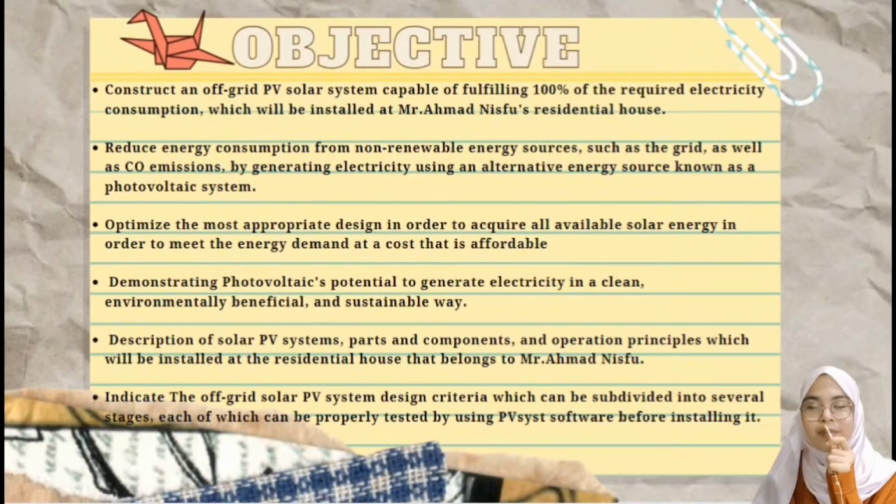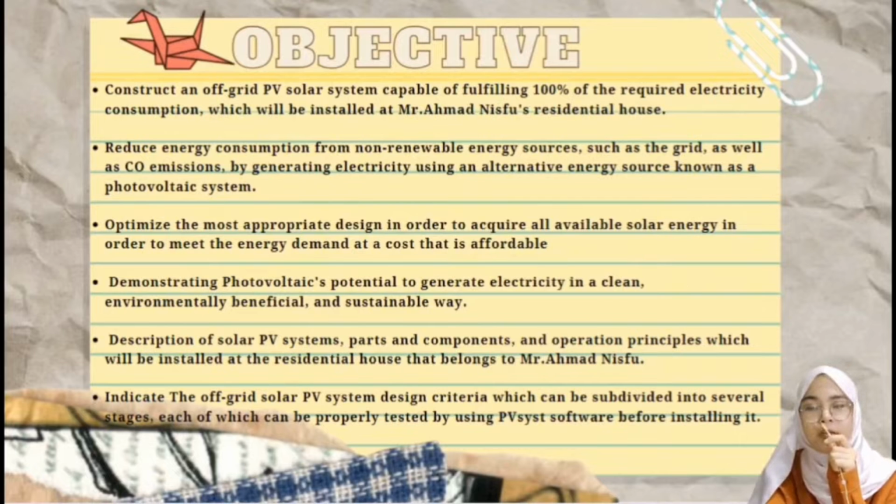Next, I will show you the objectives of this project. There are several objectives that we would like to achieve. First, the objective of this project is to construct an off-grid PV solar system capable of fulfilling 100% of the required electricity consumption, which will be installed at Mr. Ahmad Nisfu's residential house. Next, the goal is to reduce energy consumption from non-renewable energy sources such as the grid, as well as carbon dioxide emission, by generating electricity using an alternative energy source known as a photovoltaic system. Furthermore, our objective is to optimize the most appropriate design in order to acquire all available solar energy to meet the energy demand at an affordable cost.